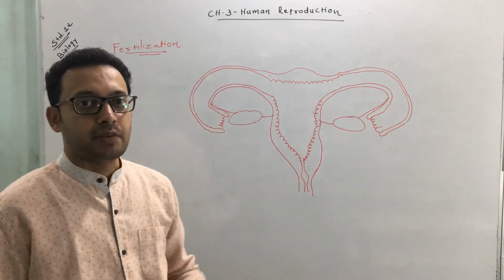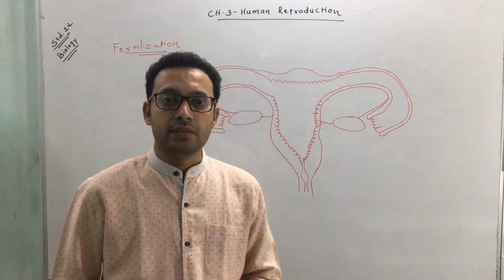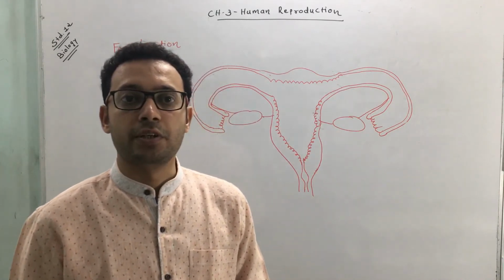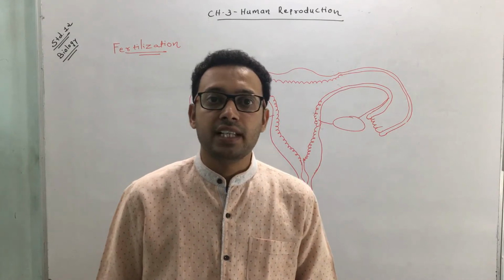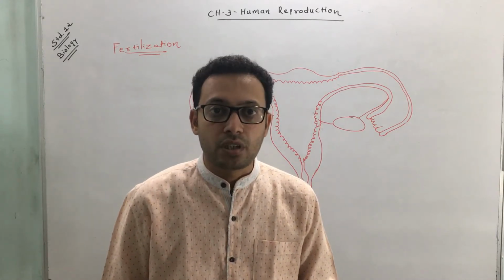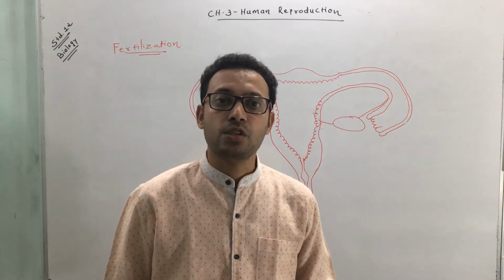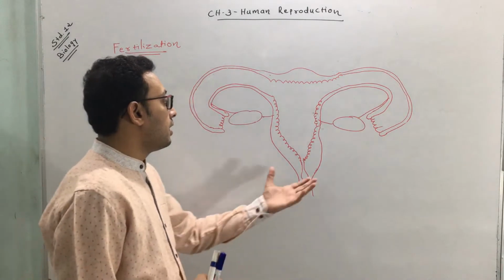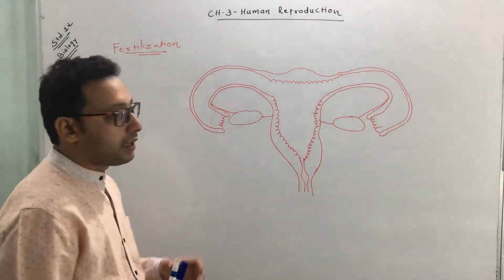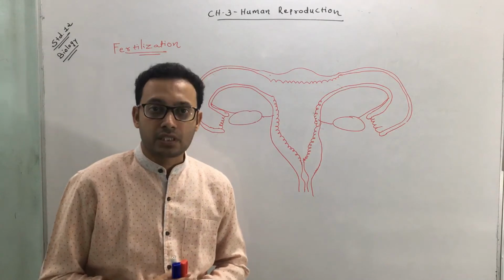We were discussing chapter number 3, human reproduction, and we have discussed many topics in this chapter. Today, we have to learn fertilization and implantation, how the fertilization process takes place and how the implantation process takes place. For understanding fertilization and implantation, you should have a basic knowledge of the female reproductive system.